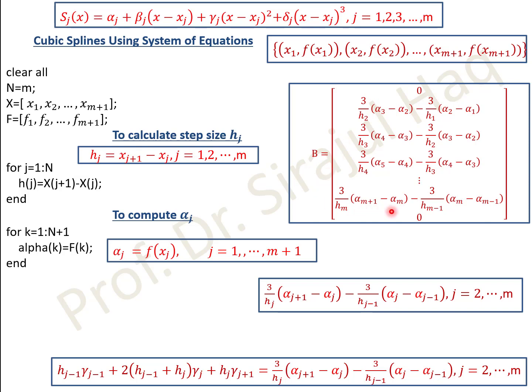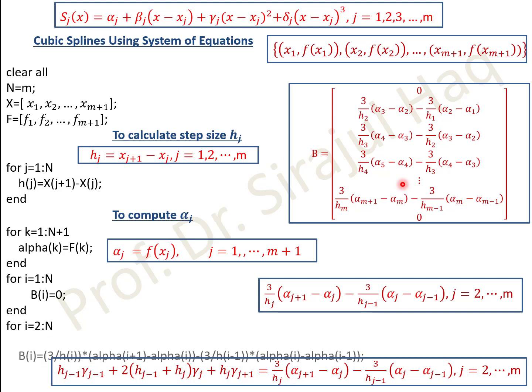Now let's focus on the construction of these elements. First of all, let's assume the matrix B is 0. So when the matrix B is 0, I define it in this way. You can see how many splines you have, m number of splines, and there are m number of rows, starting from 2 up to m. This is how I define all of them as equal to 0.